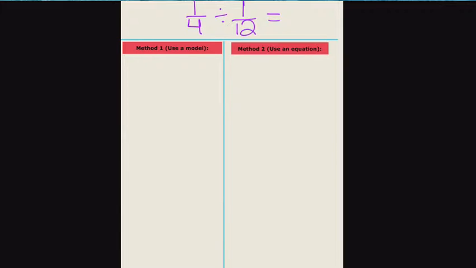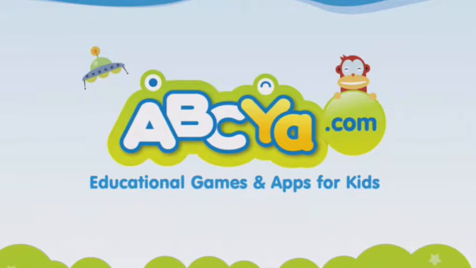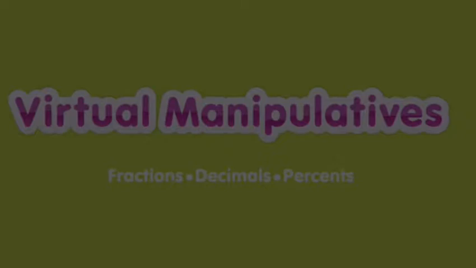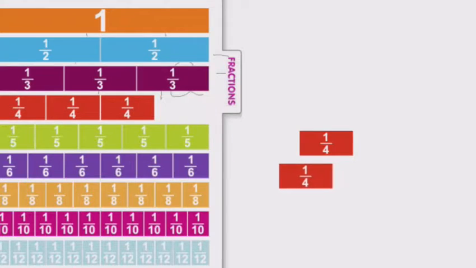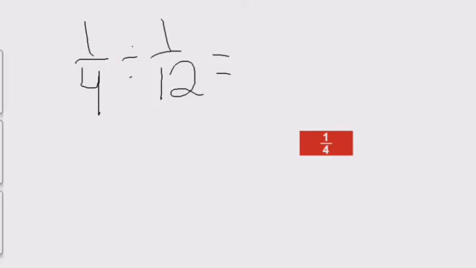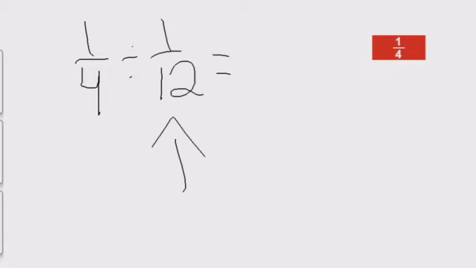All right, let's go ahead and try another one. 1/4 divided by 1/12. Write that down. 1/4 divided by 1/12. So I'm just going to start by modeling 1/4, which I've got here. And I need to figure out how many times 1/12 will fit into 1/4.